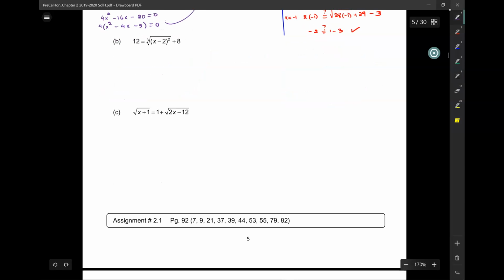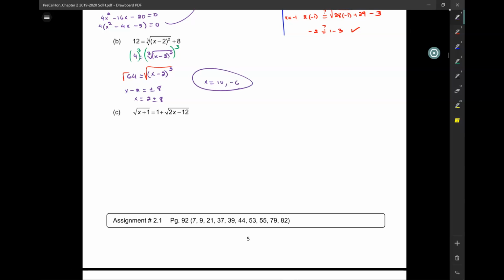This one, I subtract 8, so I get 4 equals cube root of x minus 2 squared. Now, if it's a cube root, I need to raise everything to the power of 3. So 64 is equal to x minus 2 squared. Take a square root, take a square root. X minus 2 is plus or minus 8. X equals 2 plus or minus 8. So x is 10 or negative 6.